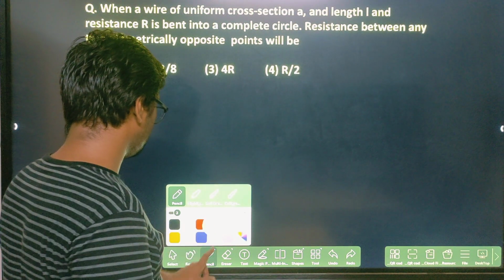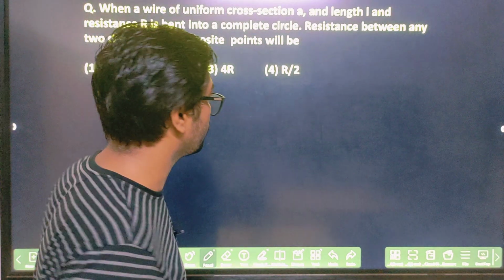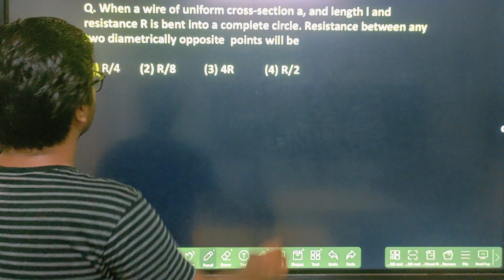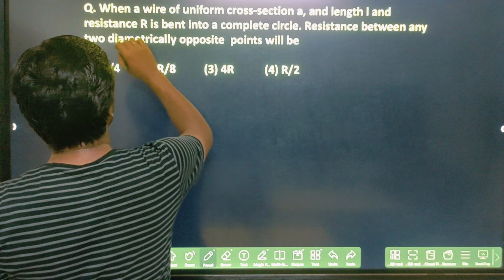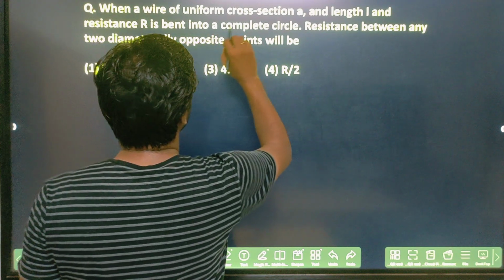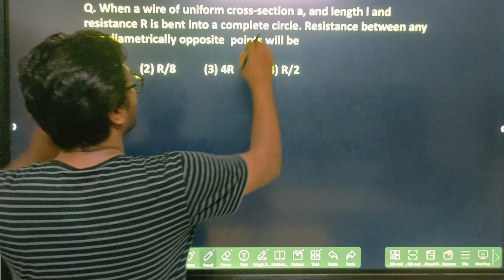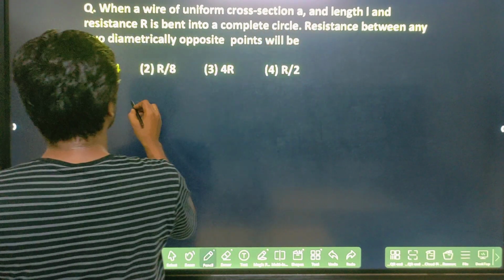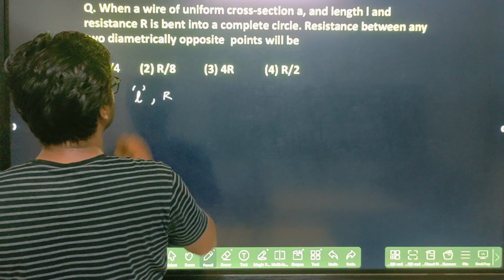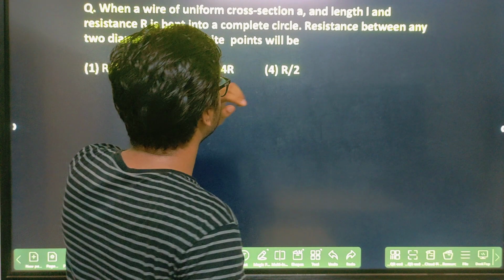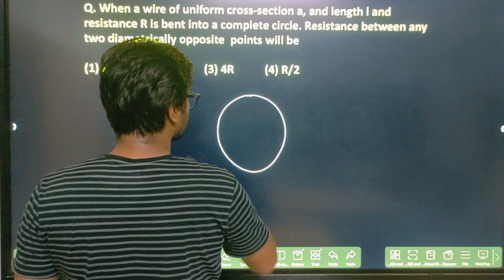Here we are going very slow because this is the first time you will do this problem. That's why I am going very slow here. A wire of uniform cross section A, length L and resistance R is bent to form a complete circle. So cross sectional area is A, length is L, and resistance is R. So they have made a complete circle like this.